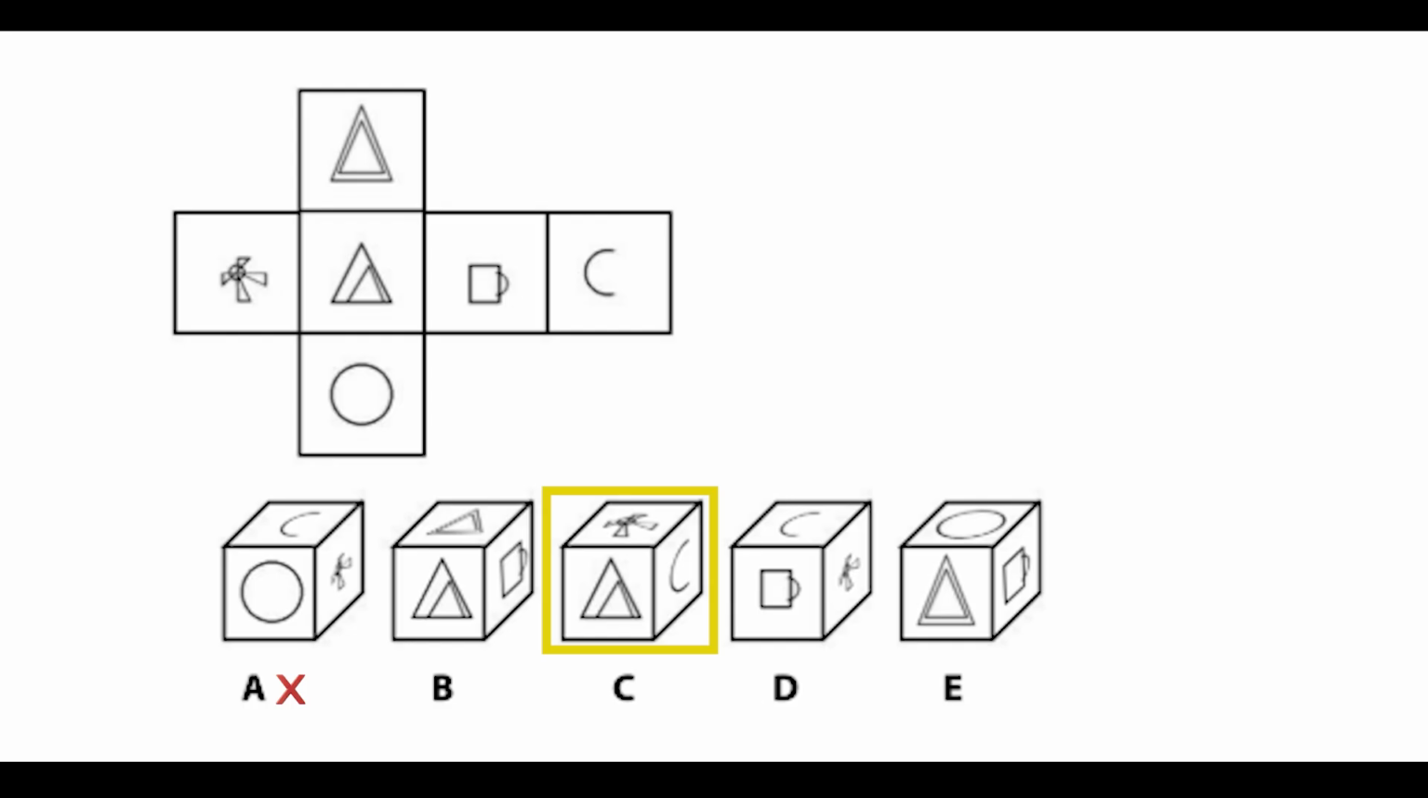In option C, the crescent and triangle 1 appear next to each other, which is not possible as they are on the opposite faces. In option D, the mug and windmill patterns appear next to each other, which is not possible as they are on opposite faces. In option E, the circle and the triangle 2 are opposite to each other, but in the CubeNet, they are shown as adjacent faces. So, the correct answer is option B.